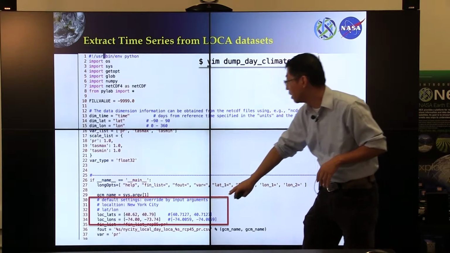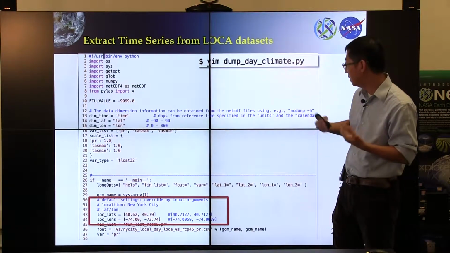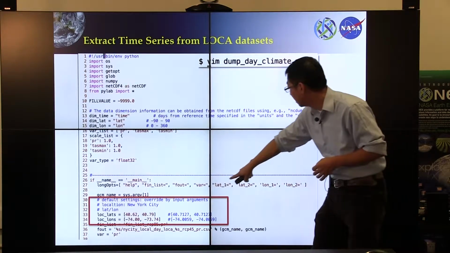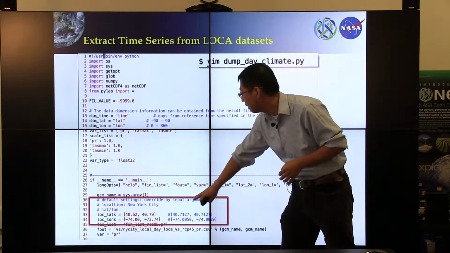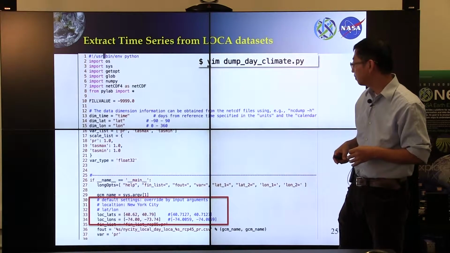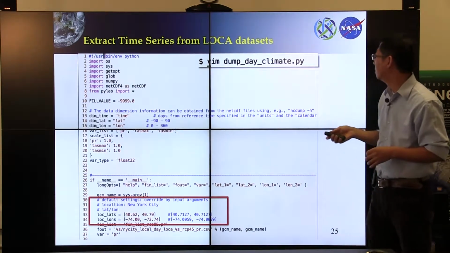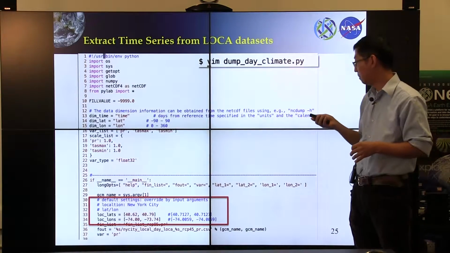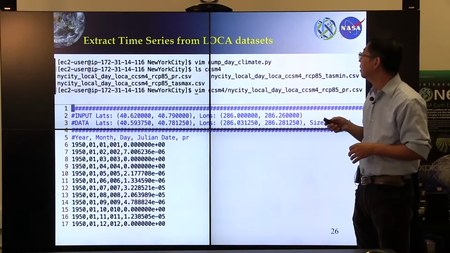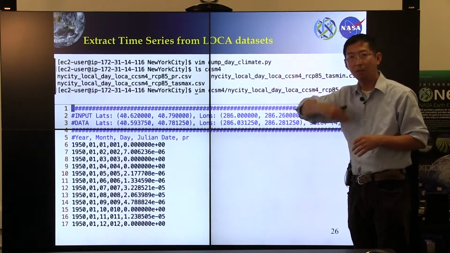If you want to change the location to somewhere you're interested in, you can just go to this file, or you can actually put it in as arguments, but you can still go to the file and change those default locations. That happens in that dump_day_climate.py script.